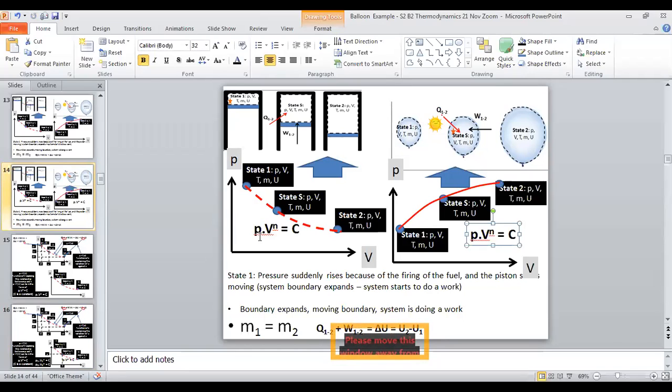So balloon example's n and C are different from the engine example's n and C. So now I just use this PV^n equals C here. Balloon example, different n and C compared to the engine example or the power stroke of this piston cylinder. So that is the point. So I'm going to put that as a note here. So let's see. Where should I put this? Here maybe.